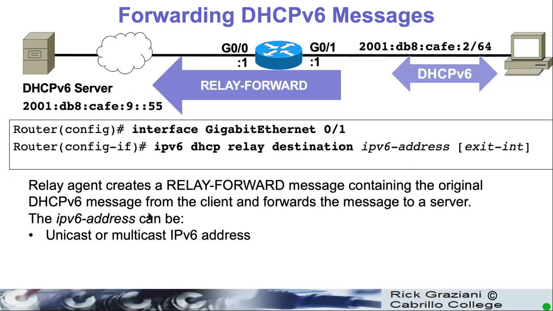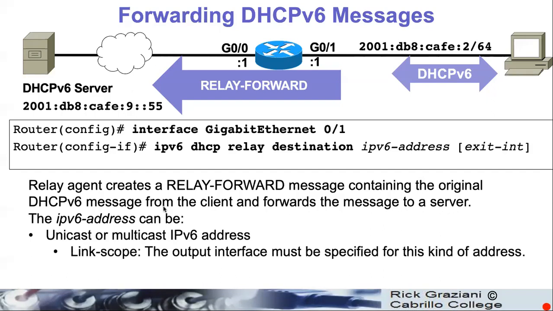A unicast means we know the address of the DHCPv6 server. Multicast is for when we might have multiple DHCPv6 servers, or we might just want to use multicast in case that address ever changes. So we'll take a look at both.